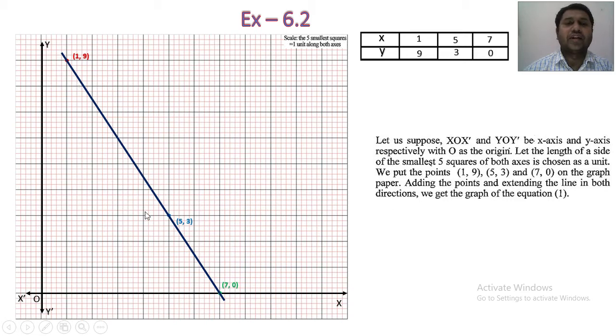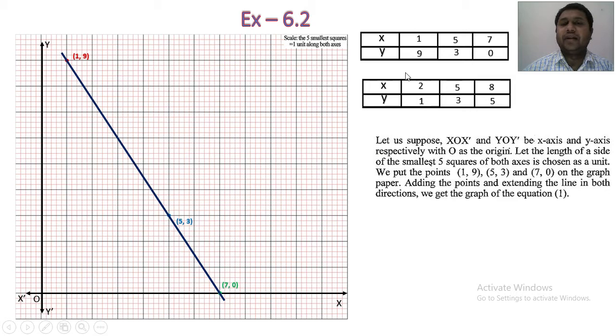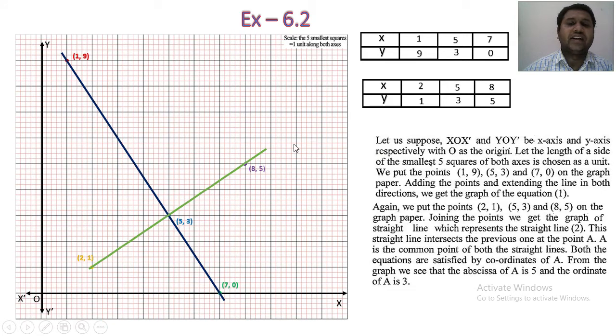So equation 1, we just get this one. Now the table we get from the second equation, you can see the coordinates are 2, 1, 5, 3 and 8, 5. I'm just going to find out. Look at here, 2, 1. So x is 2 here, y is 1, 2, 1. Similarly, 5, 3 is here already, we just got it. And 8, 5, here it is 8, 5. So I got the 3 points. If I just join them and increase them, I just get the straight line.